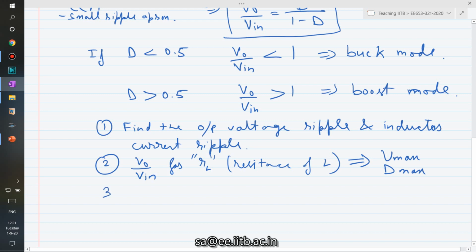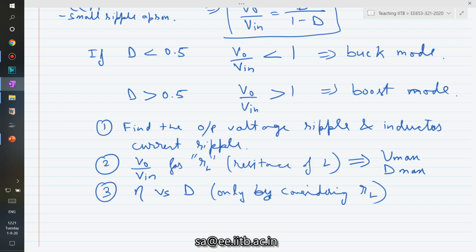The third thing which you can do is that in the boost converter, we have found the relationship between efficiency and duty cycle, the trend of efficiency with duty cycle, right? Only by considering RL, only by considering the resistance of the inductor, not considering other losses. So you can do that for this particular converter also by following the same approach.